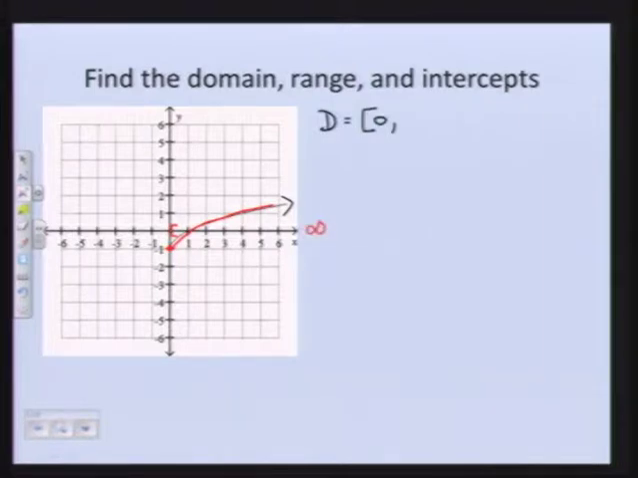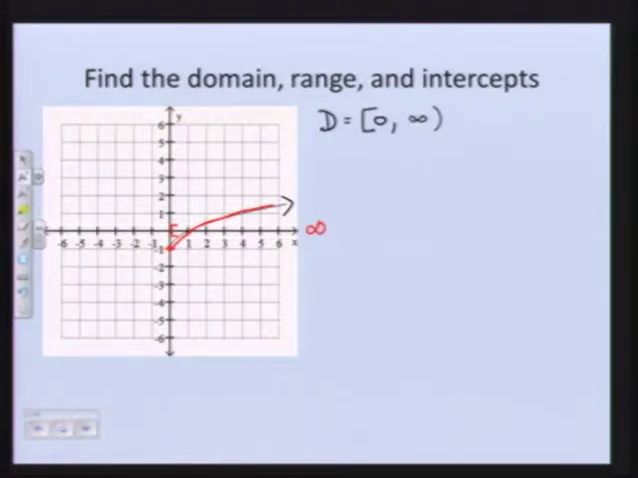Okay, that's our little sideways 8 looking thing. So my domain is going to be 0 to infinity. I'm going to have a parenthesis because infinity always gets parentheses. So it starts at 0, 0's included, the graph goes infinitely to the right, it doesn't end, and that's why we have 0 to infinity.